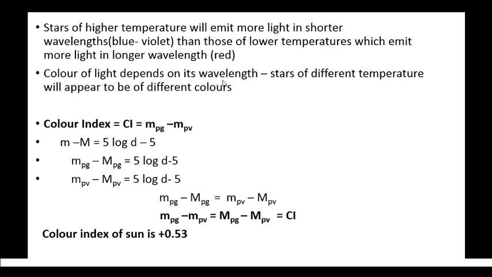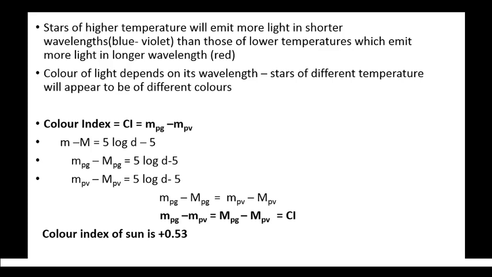See, how will we identify the color? Color is measured by knowing its wavelength, isn't it? And knowing its wavelength means the stars of different temperature will appear to have different wavelength. That means different colors. From this concept, we are defining the color index. What is color index of a star?